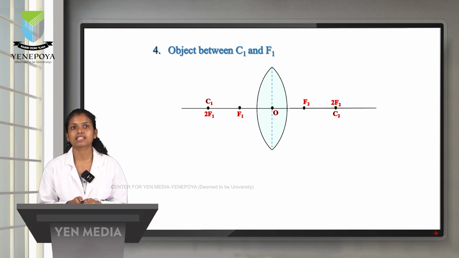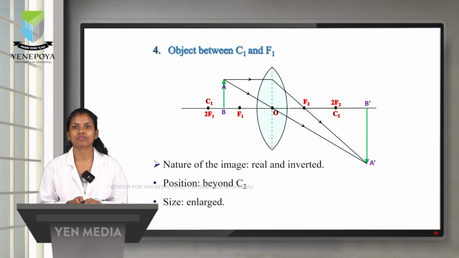The next case is object between C1 and F1. When the object is placed between the center of curvature and focus of the lens, the characteristic rays coming from the object after refraction intersect at a point beyond C2, where a real, inverted and highly enlarged image of the object is formed. Such configurations are used in film projectors.